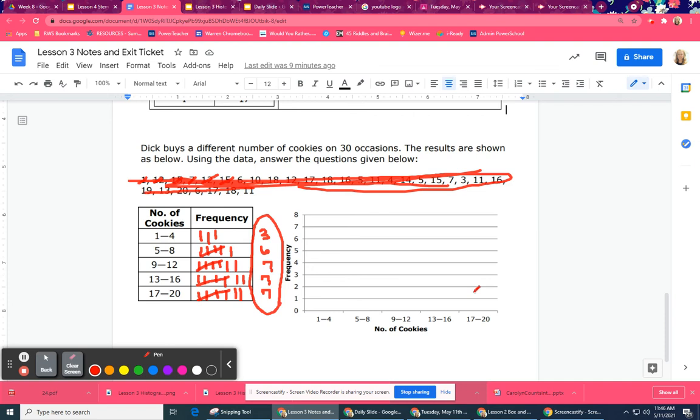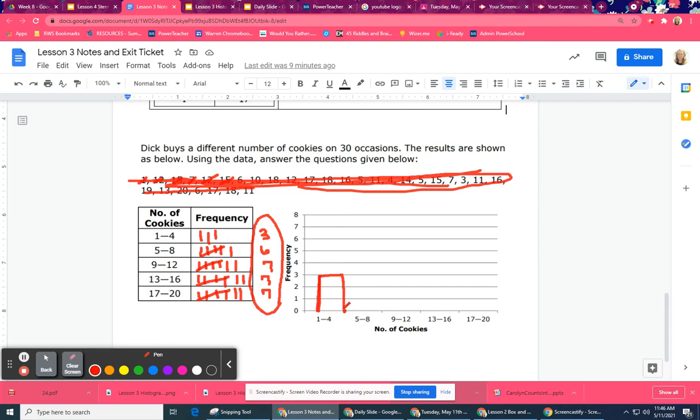The table is already set up and the axes are labeled. It doesn't have a title yet. We'll do that at the end. But for 1 through 4, there were 3, so I'll draw a box. Up, 2, 3. You don't have to shade it in.